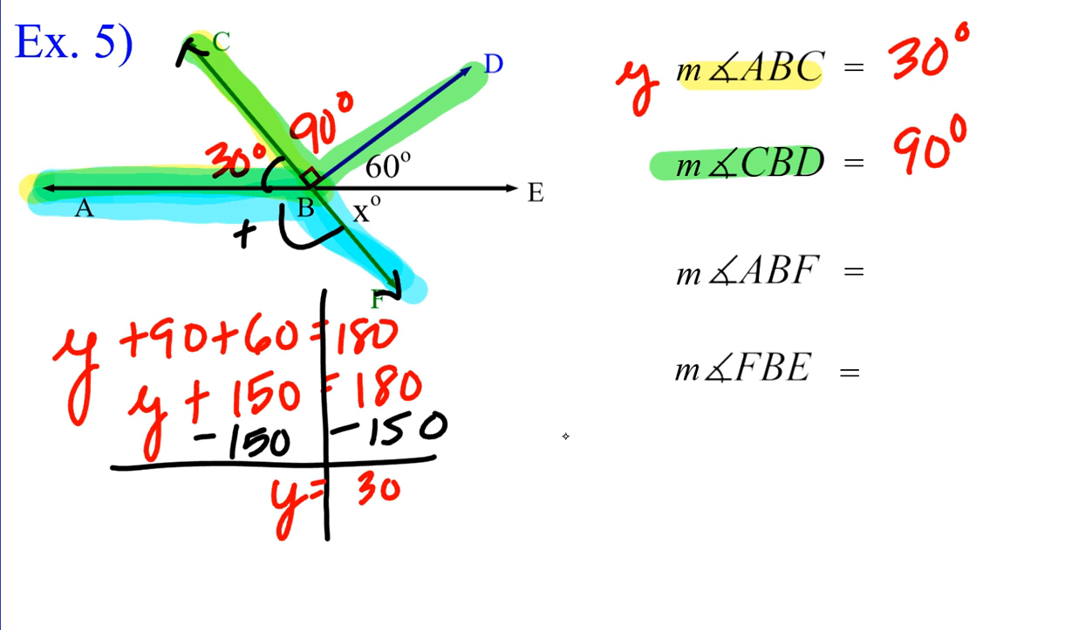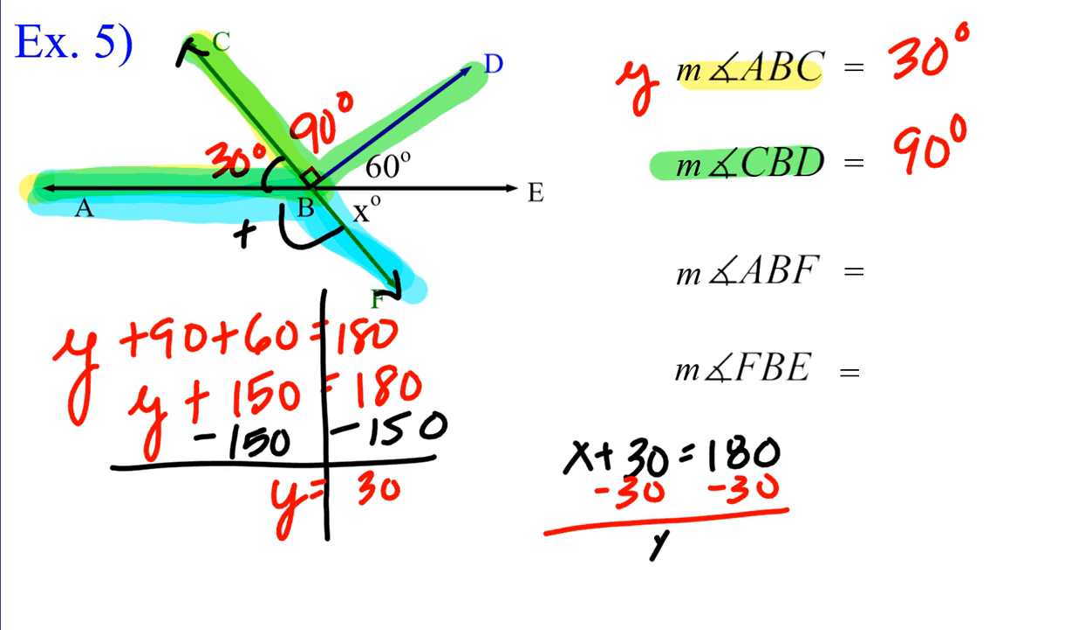So let's go. x plus 30 equals 180. All we have to do is subtract 30. If we subtract 30 from both sides, we find out that x equals 150. So we know that this angle here is 150 degrees. So far we're doing pretty good. We've got one more to go, and that was angle ABF. And we have one more.